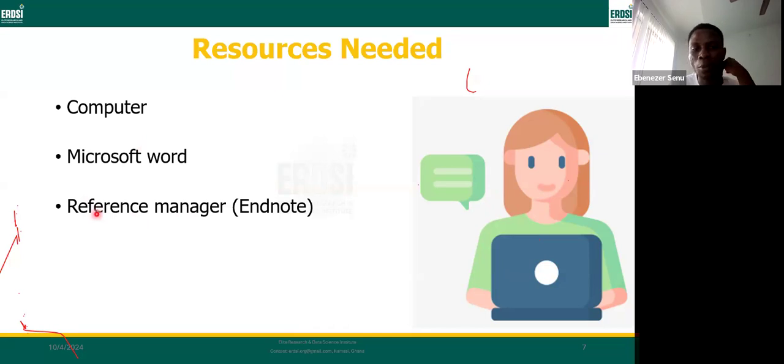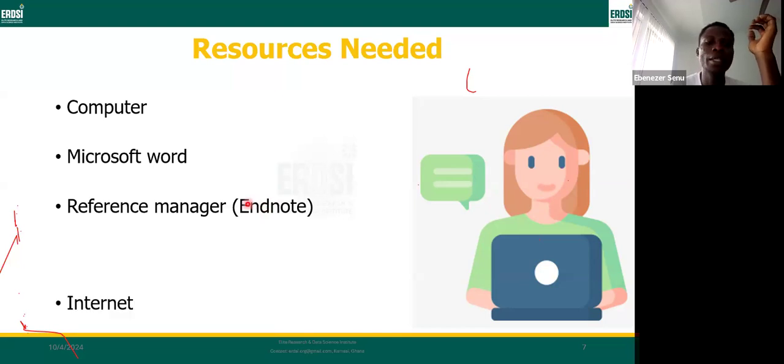Yeah, so we need what we call a reference manager. We have different reference managers. A typical example of what I use is EndNote. And EndNote is the most recommended because it's very easy and user-friendly. Everyone can use EndNote.